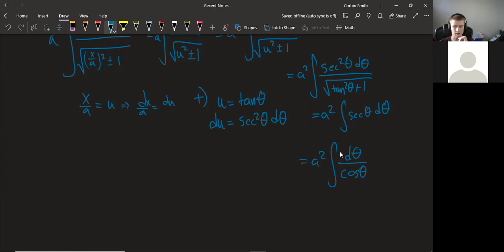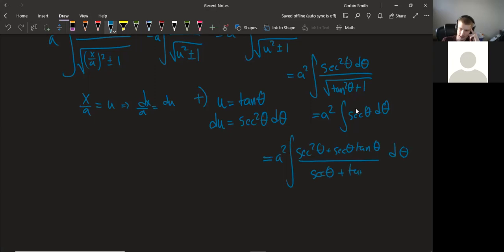That substitution didn't seem like it helped at all. Isn't this the one where you multiply by secant theta plus tan theta over secant theta plus tan theta? That's right. You do that trick. So we have a squared times secant squared theta plus secant theta tan theta over secant theta plus tan theta. I swear, I've seen that trick so many times and I've forgotten it so many times. Then u is equal to secant theta plus tan theta, and du is equal to secant squared theta plus secant theta tan theta, all times d theta.